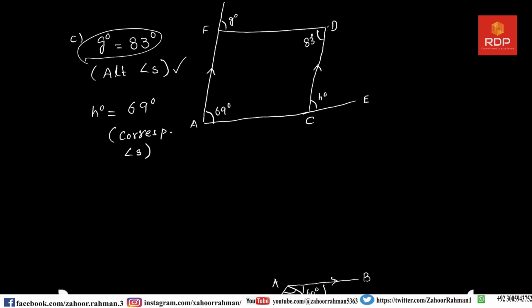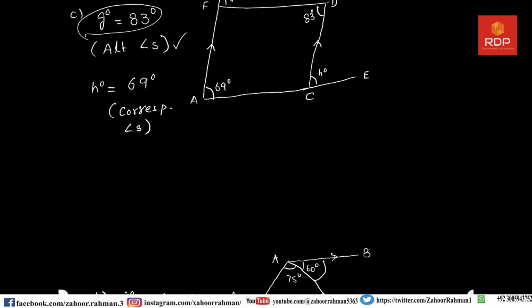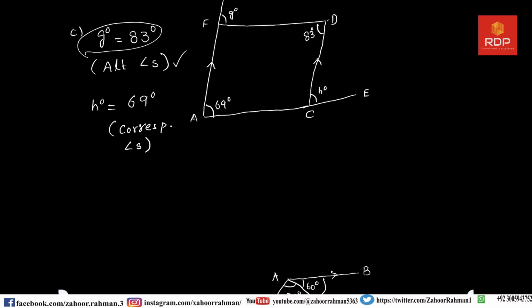Now we are coming toward H degree. And H degree is equal to 69 degree. And that is a corresponding angle, because this angle and these two angles are corresponding angles, and that is why they are equal. I referenced it here as well. Very easy.